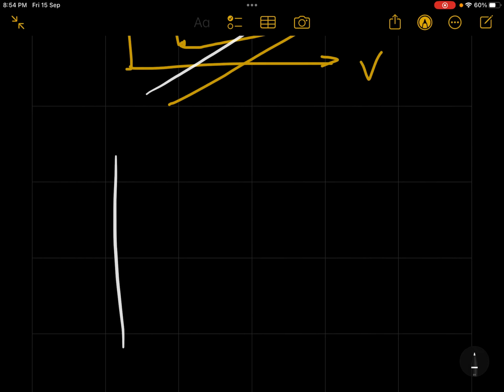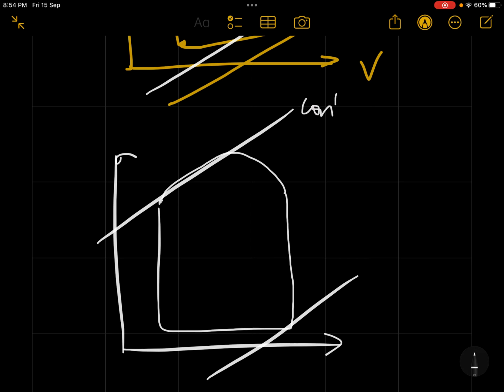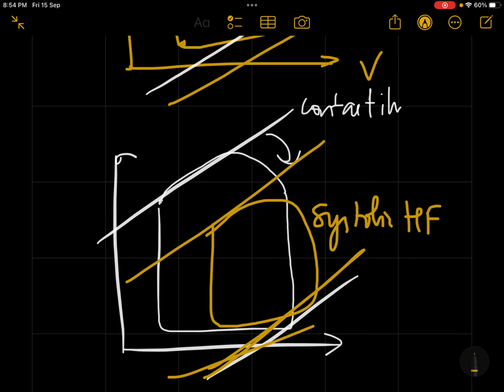Drawing the same curve, with compliance and contractility. If contractility is reduced, maintaining compliance, then you have systolic heart failure.